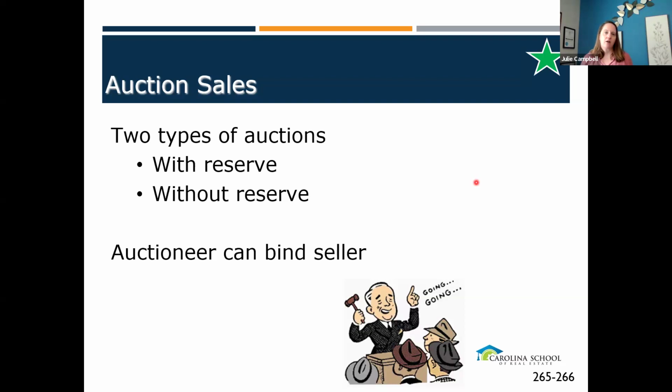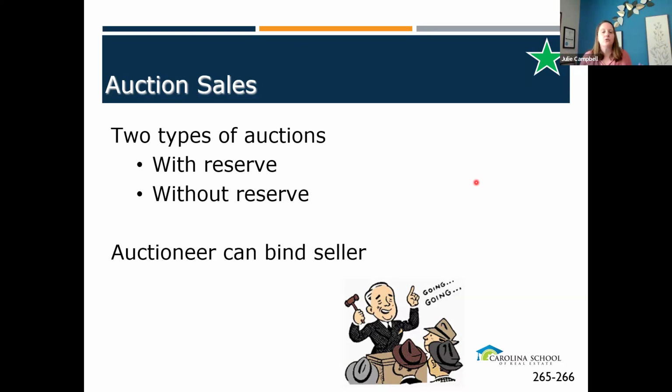And another thing that makes an auction sale so unique: once that gavel comes down and the auctioneer says sold, congratulations, folks, we are under contract. The auctioneer has the right to bind the seller. Now, this is unique. Remember, we said the sales agent is a special agent. And as a special agent, how much ability do I have to bind? Yeah, 0, right? 0. This is different. This is why auctions are different.